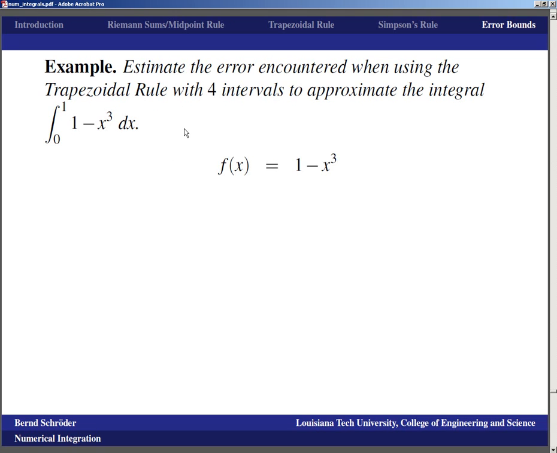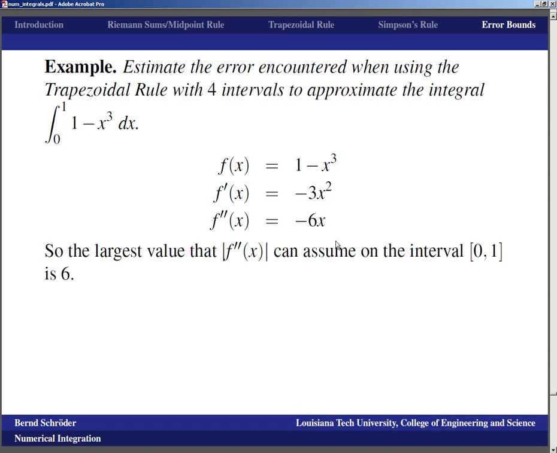Well, we need that ugly k, right? So we need the function, 1 minus x cubed. We need the derivative, which is negative 3x squared. We need the second derivative, which is negative 6x. Typically, you'd want to graph that thing, but if we're looking at this, negative 6x absolute value is 6x, and on the interval from 0 to 1, the largest value that can get is 6.